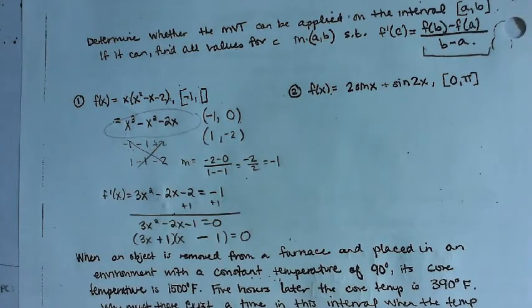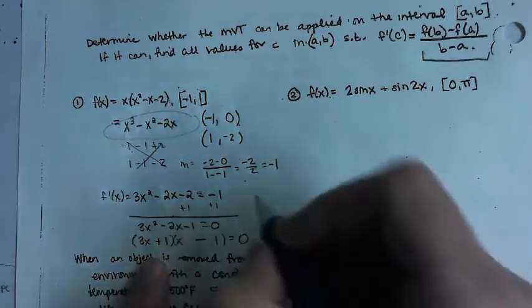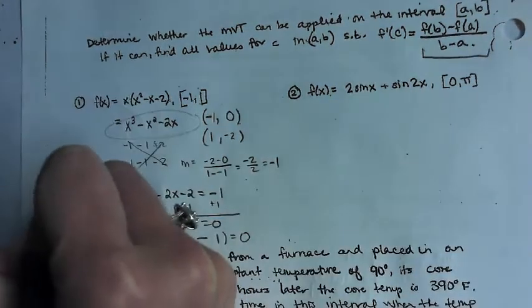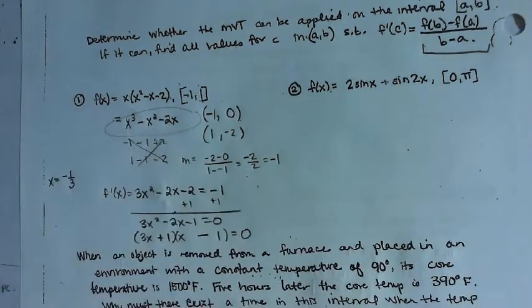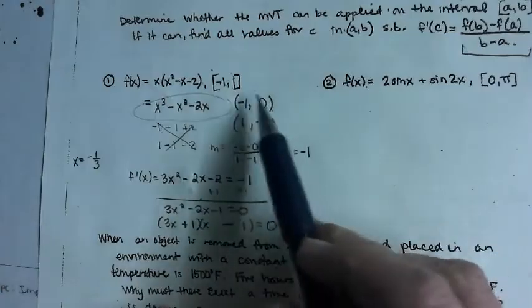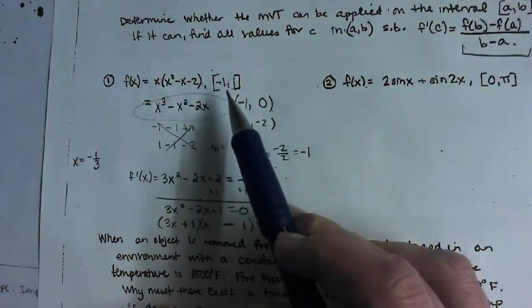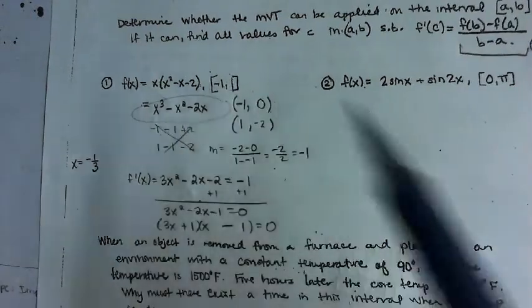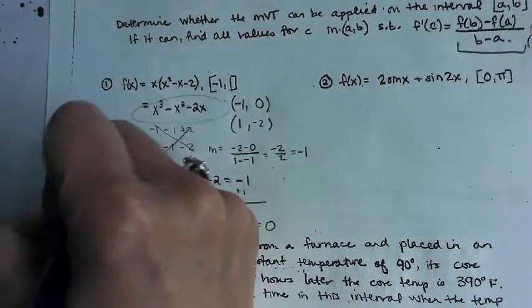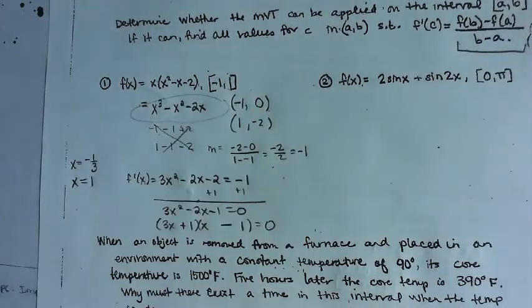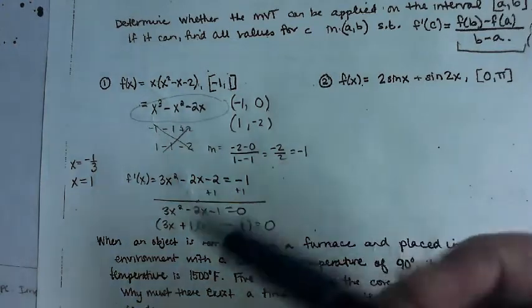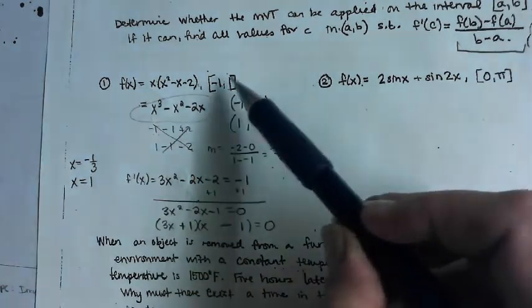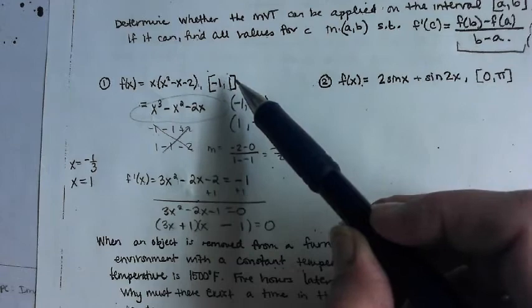So we get x equals negative 1/3. Is that in our interval? Yes. And x equals 1. Is that in our interval? Okay. Quick note on x equals 1. It is at the endpoint, though.